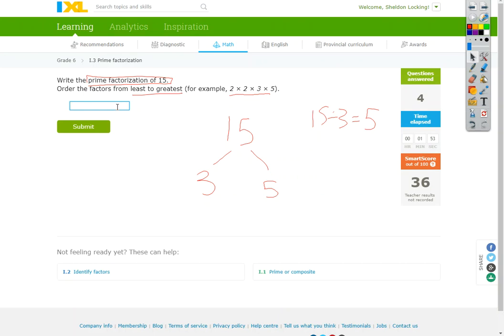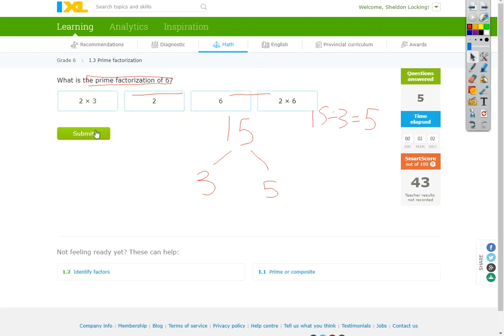So 3 space times space 5. Now let's hope that that's what that's supposed to look like. I'm not really sure. Hey, it worked. Next.